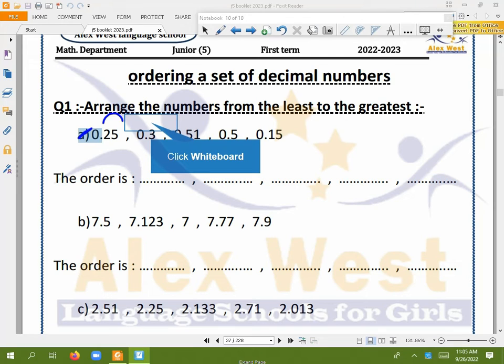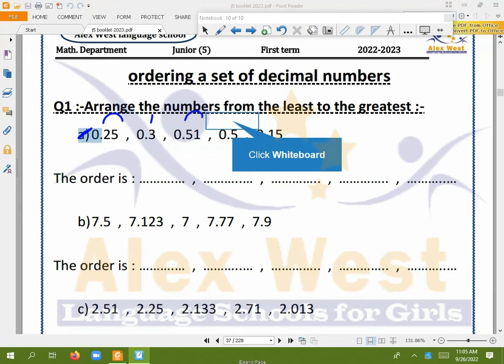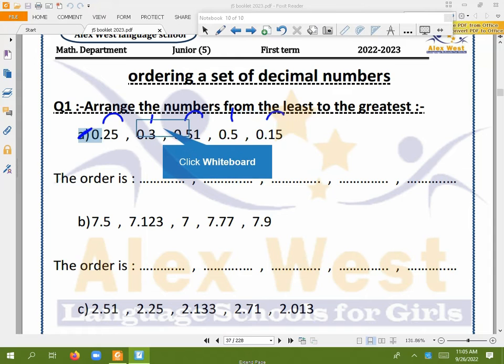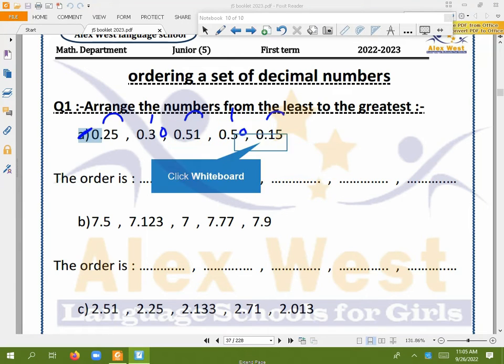No. Here we have 2 digits and 1 digit in the decimal, and 2 digits, and 1 digit, 2 digits. So what can you do? We put 0 beside the number that has only 1 digit, to make a balance between all the numbers. So we put 0 here, and also we write 0. Now the number of digits in the decimal place is 2. So now we can compare them.